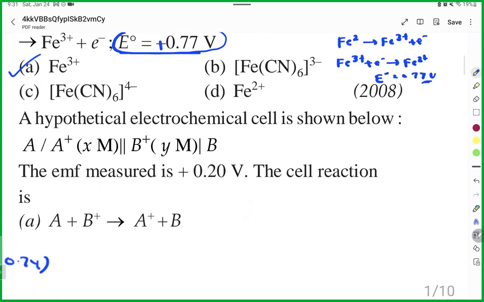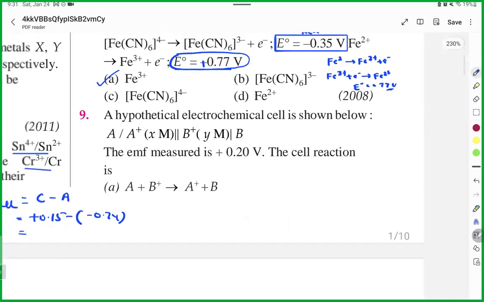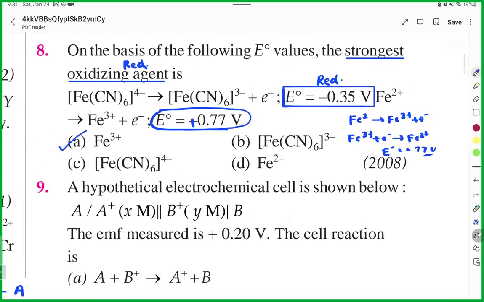Anybody have a doubt, guys? Pratigya, your question. Oxidizing agent, reduction. This is loss of electron, oxidation. So the oxidizing potential value is given, meaning minus. In reduction, more value is considered. More value is minus 0.35. Here both values are in oxidation.